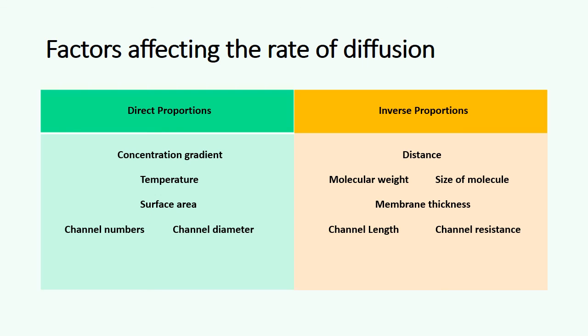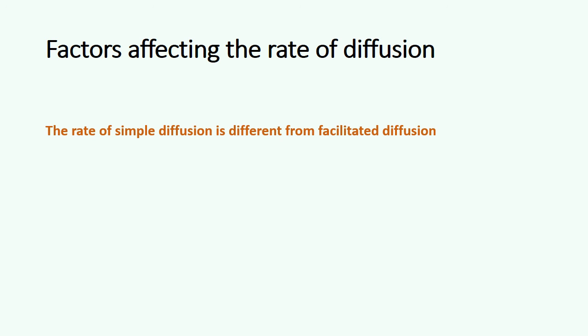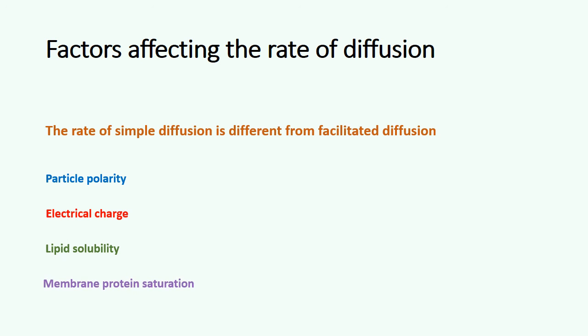Increasing the density and viscosity of the solvent can reduce the diffusion rate. It should be noted that the rate of simple diffusion is different from the rate of facilitated diffusion due to the specific characteristics of each type of transport. Properties such as polarity, electrical charge, and lipid solubility of particles, as well as saturation of membrane proteins, should be considered in determining the diffusion rate.